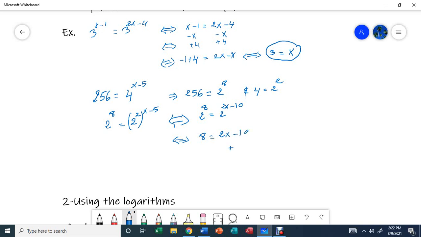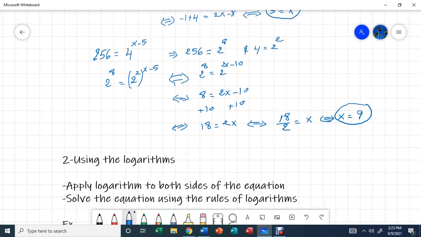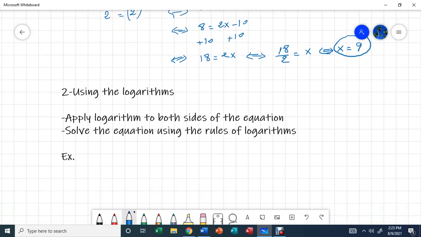And now adding 10 to both sides, I get 18 on the left hand side and I'm left with 2x on the right hand side. Now dividing both sides by 2, I get 18 over 2 equals x, which means x is 9. So that's my solution to that equation using the first technique, which is the one-to-one property. Now let's jump to the second technique when you're dealing with exponential equations, which is using logarithms.